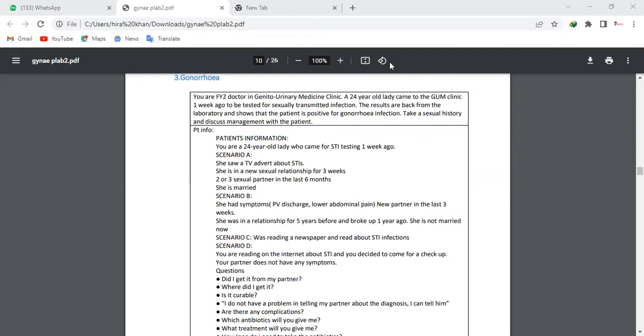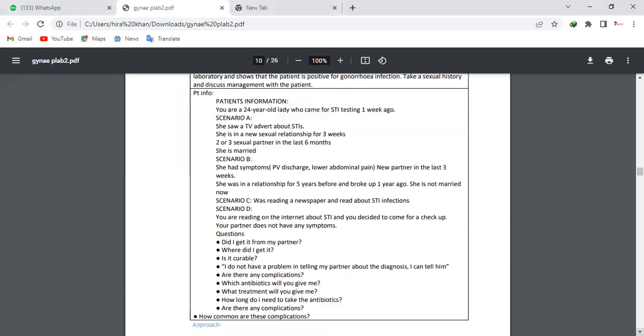Then the next scenario is gonorrhea. You are an FY2 doctor in a genitourinary medicine clinic. A 24-year-old lady came to the GUM clinic 1 week back to be tested for STI. The results are back from the laboratory and show that the patient is positive for gonorrhea. Take the sexual history and discuss the management with the patient. Now the patient info is, you are a 24-year-old lady who came for STI 1 week ago.